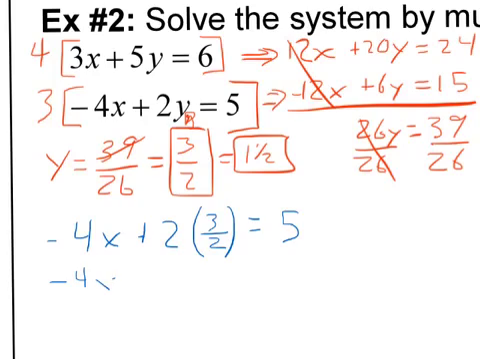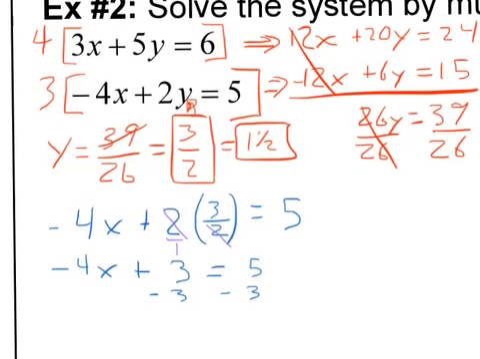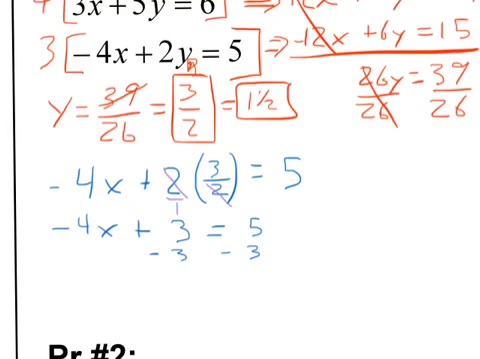So negative 4x plus, what happens when you multiply these guys together? You get 2 times 3 halves. Well, this is kind of like 2 for 1. And when you're multiplying fractions, you can just let these guys cancel out or reduce down to 1. And so you're left with just a 3 equals 5. Subtract 3, subtract 3. And you get negative 4x equals 2.